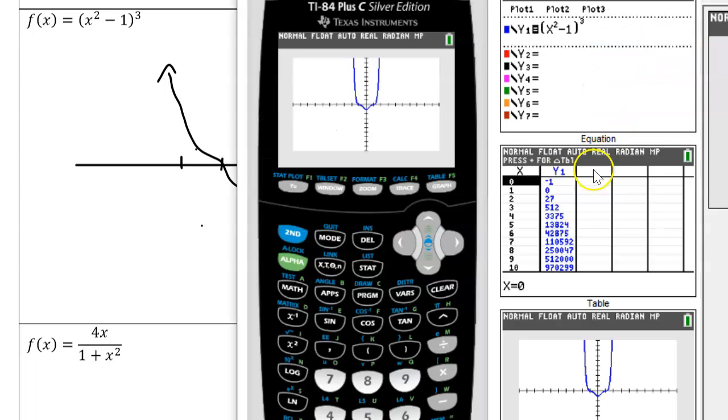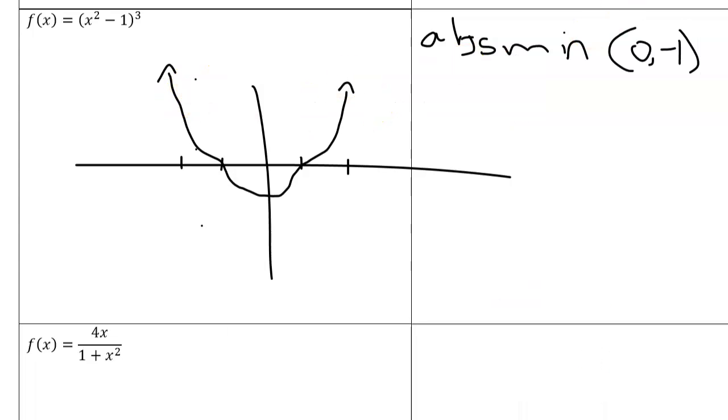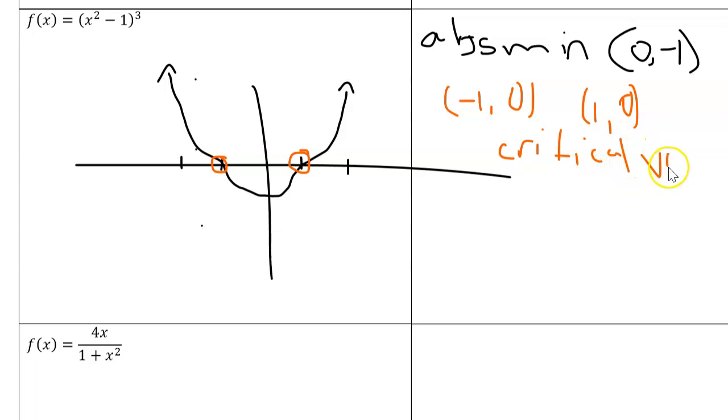What do we call these points right here? So what are we referring to with our x-intercepts? So -1, 0, 1, 0. Both are inflection points. These are called critical values, but they do not qualify as extrema.